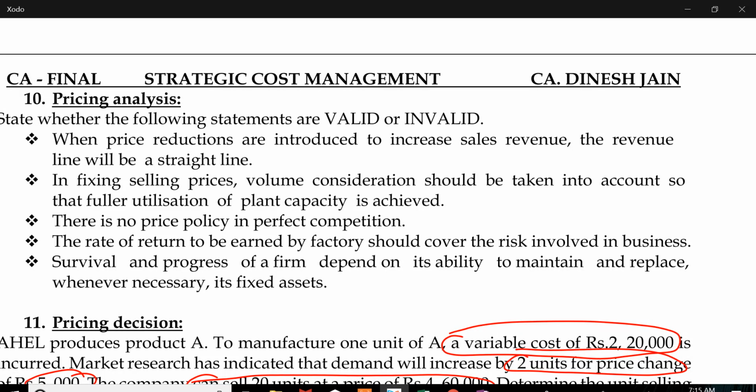Practically, yes. Provided it also gives you maximum profit. It's not that I will focus on it; I'll compromise on profit for that. But my objective will always be to do full utilization of capacity. Based on full utilization of capacity only, I'll try to fix my price. There is no price policy in perfect competition.